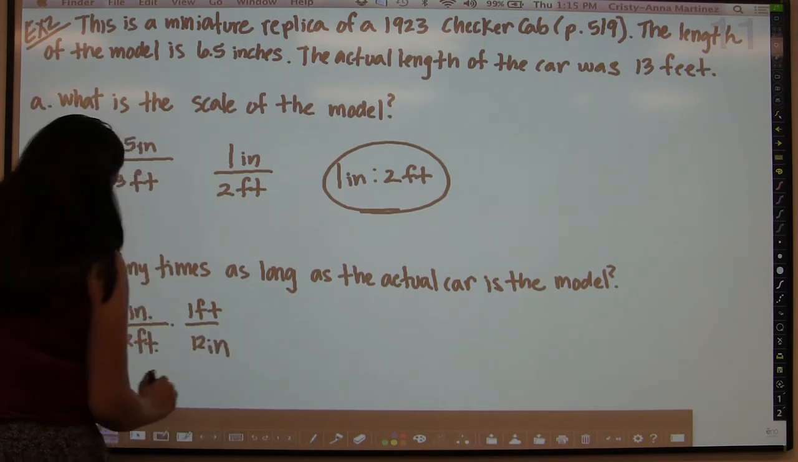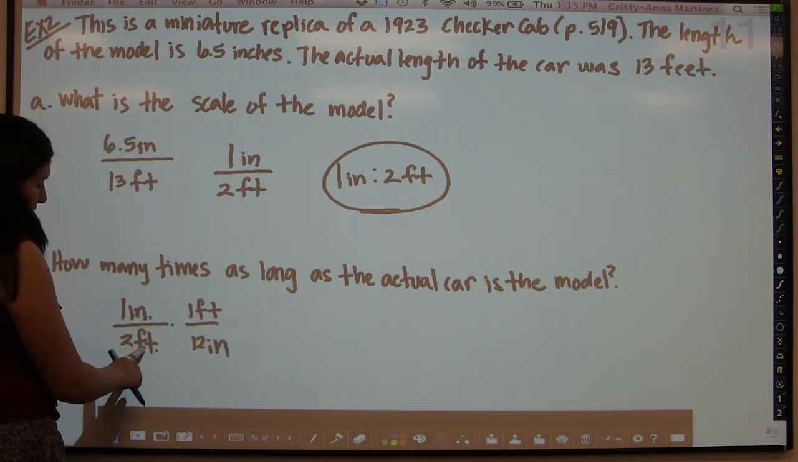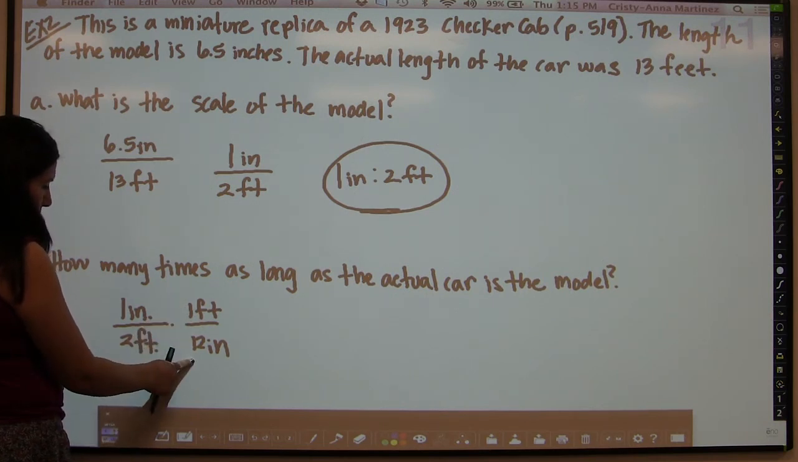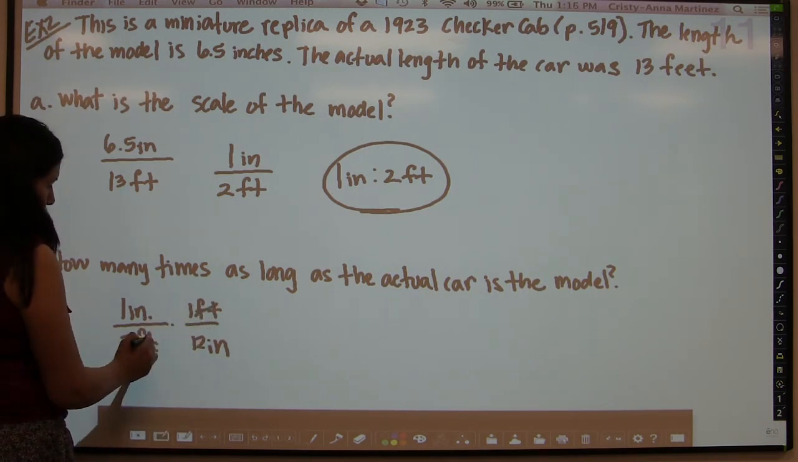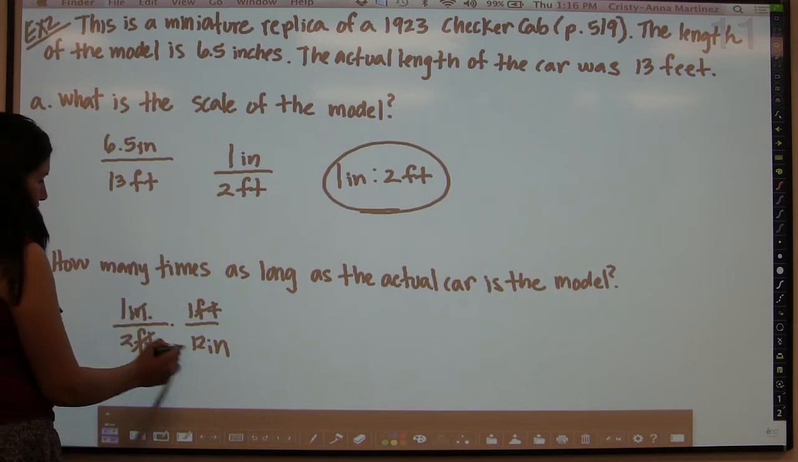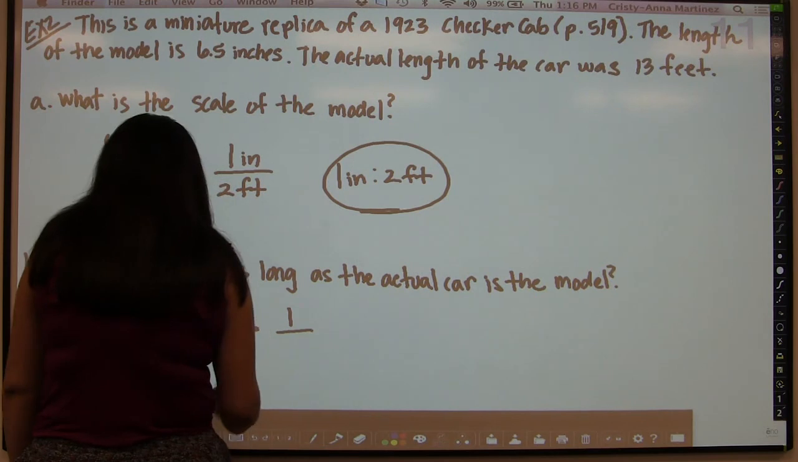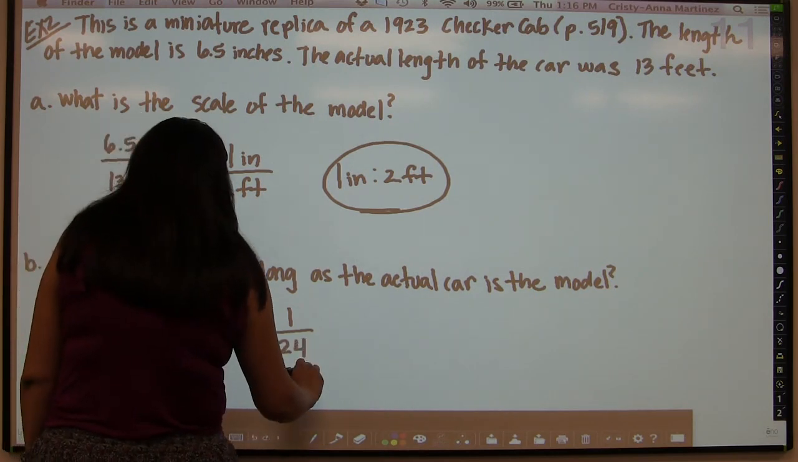We're converting here. So remember we talked about that. You want to make sure that the feet cancel. So you want to put the 1 foot on top and the 12 inches on the bottom here, so that these feet will cancel there. And then your inches. So we're going to end up with 1 over 2 times 12 is 24.